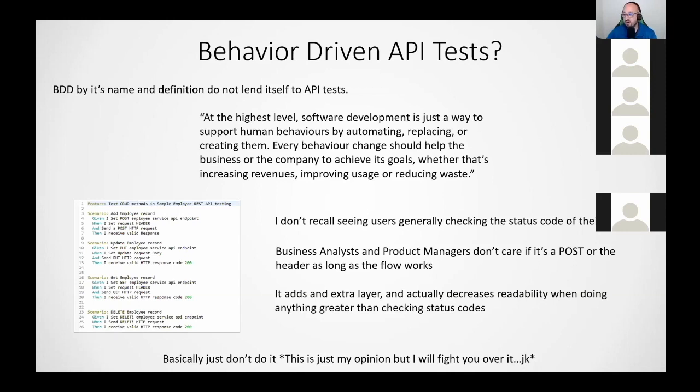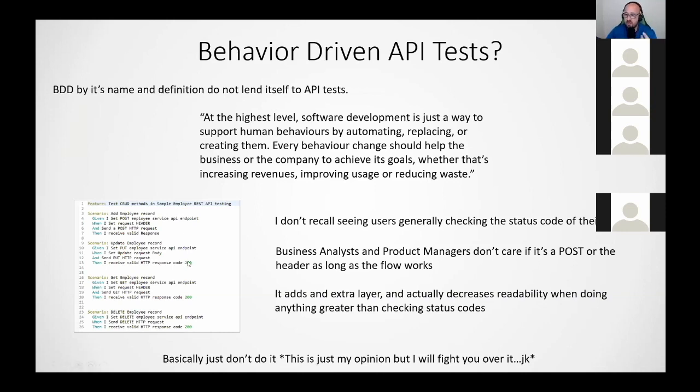This quote here says that at the highest level, software development is just a way to support human behaviors by automating, replacing, and creating them, right? So every behavior should help the business. The whole point is talking about business, right? So we're talking about behavior. I don't ever recall seeing users generally going and checking the status code of their request.